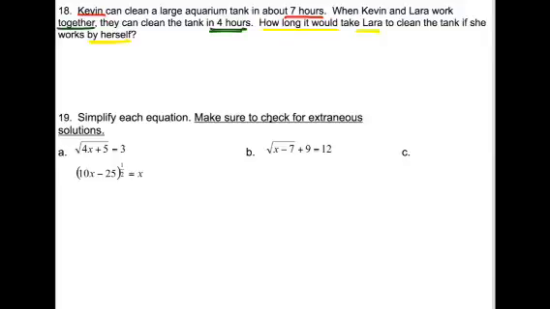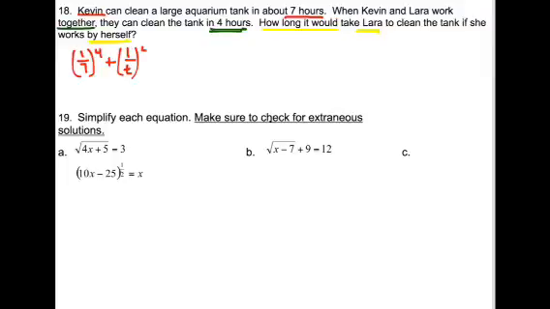So the formula or the general structure of these problems is you take the unit rate of each one times the time that they work together, and both of those combined equal 1, and 1 represents the whole job. So for Kevin, he does 1/7 of the job per hour, and together he worked 4 hours with Laura. Okay, we need to find out how long would it take her by herself, so that's 1/t.